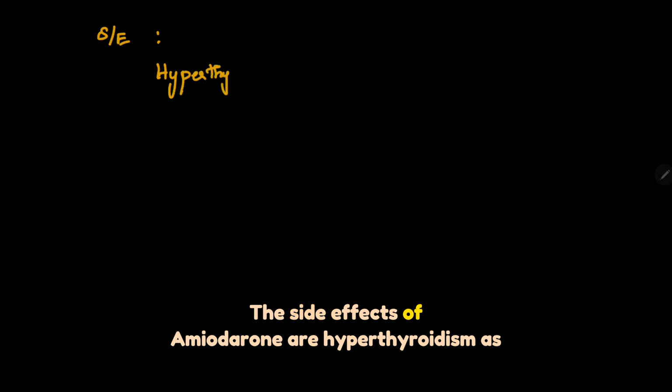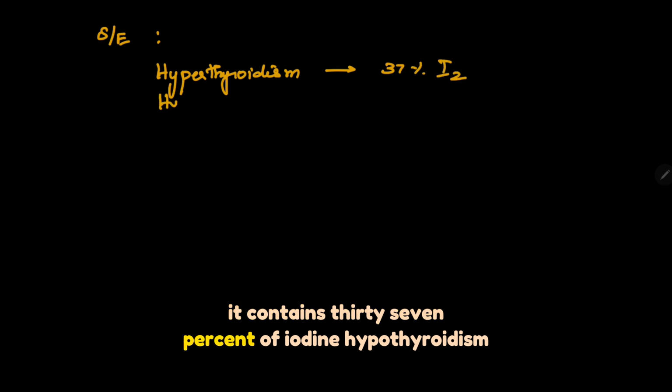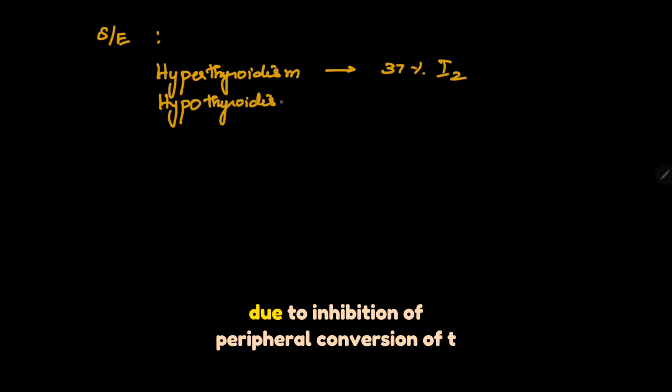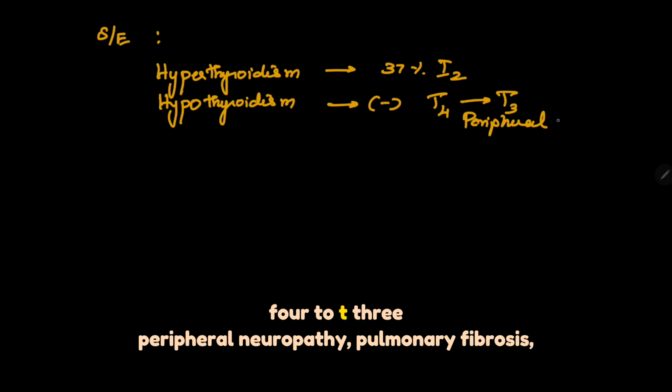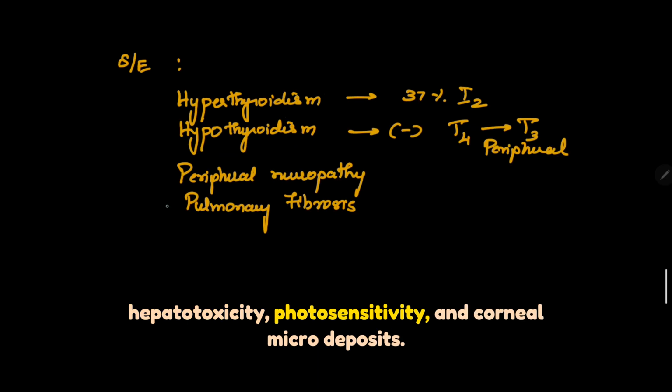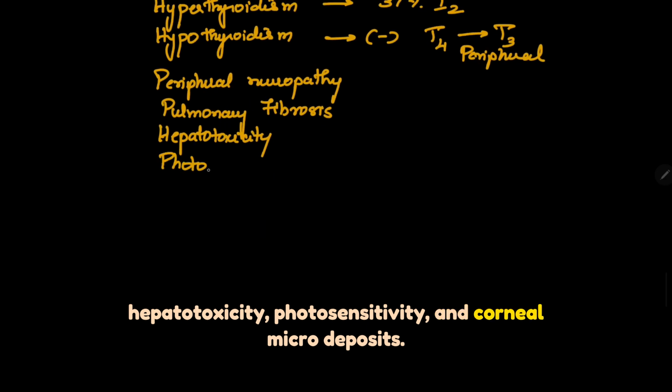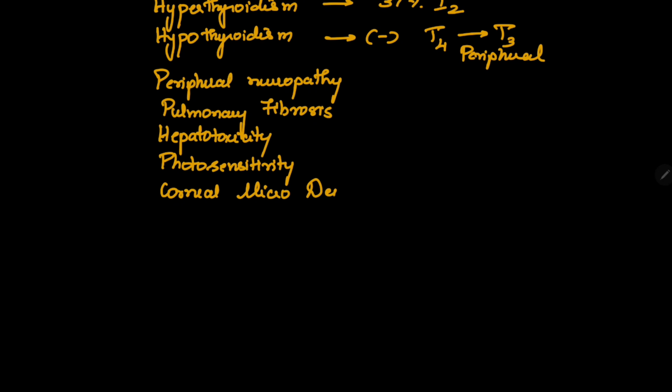The side effects of amiodarone are hyperthyroidism, as it contains 37% of iodine, and hypothyroidism due to inhibition of peripheral conversion of T4 to T3. Peripheral neuropathy, pulmonary fibrosis, hepatotoxicity, photosensitivity and corneal microdeposits.